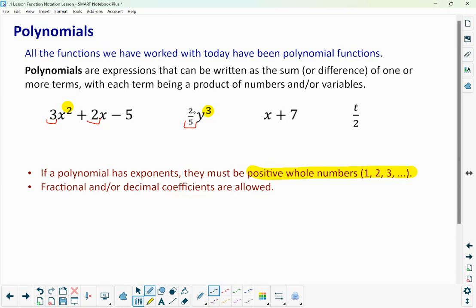In fact, this 2/5 here could also be written as 0.4 y to the third, and that would be okay as well. So decimal or fraction coefficients are fine.